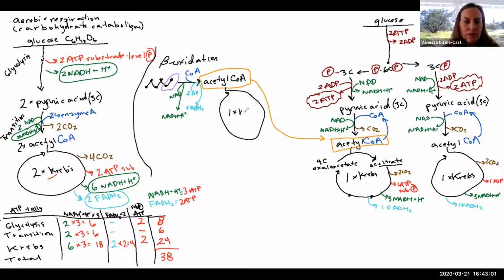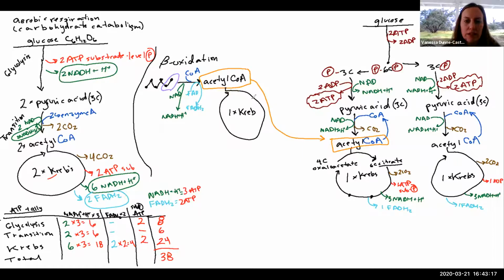a single turn of the Krebs cycle, because we only have 1 acetyl group, right? That acetyl group will be donated to that 4-carbon oxaloacetate to make that 6-carbon citrate. So that happens only 1 time for every acetyl-CoA that's generated here. So we have 1 turn of the Krebs cycle.